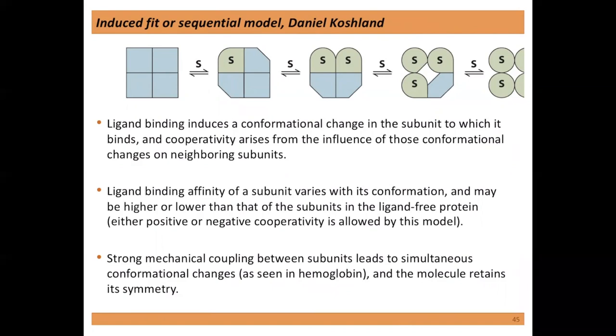And this requires strong mechanical coupling between subunits, and it could lead to simultaneous conformation changes like we see in hemoglobin. So in the example of hemoglobin, what would happen here is once the substrate bound, then all the subunits here would move to the new relaxed state. So in hemoglobin, you see that those changes are very cooperative. So either they're all in the tense state or they're all in the relaxed state.